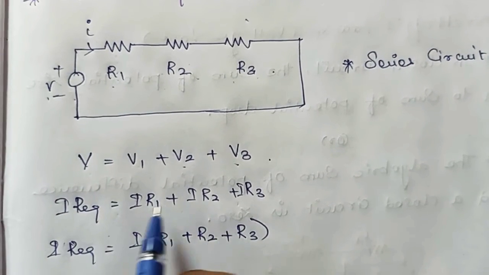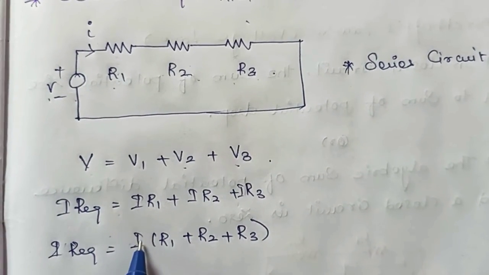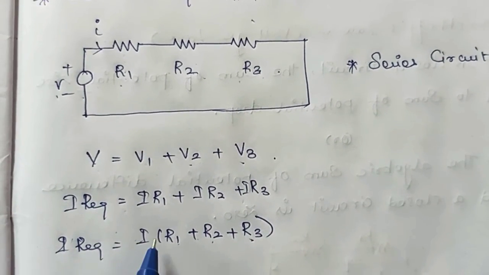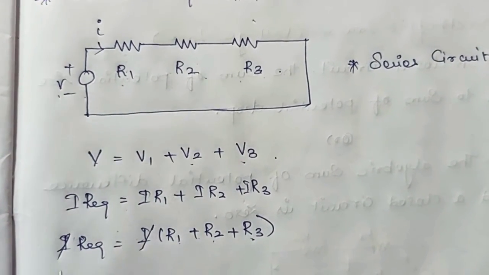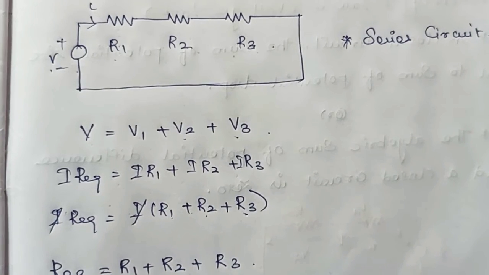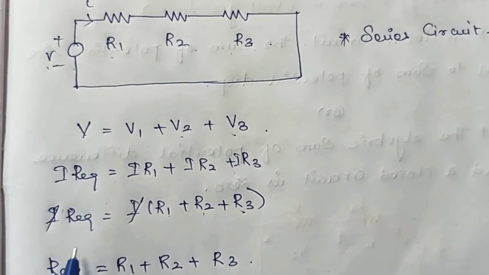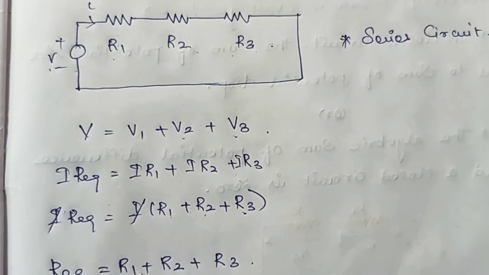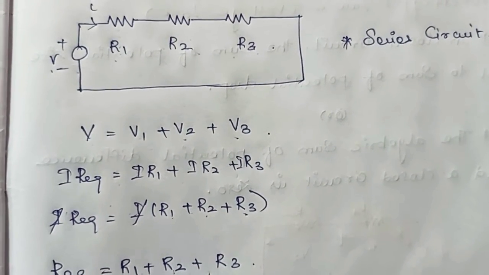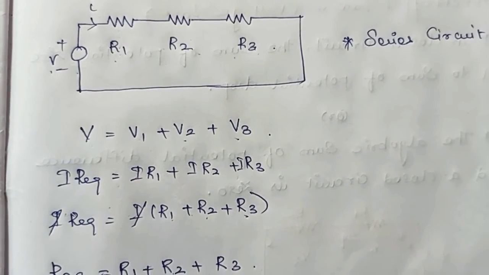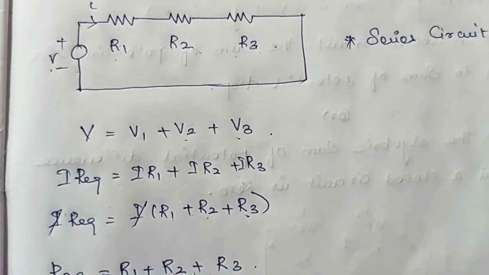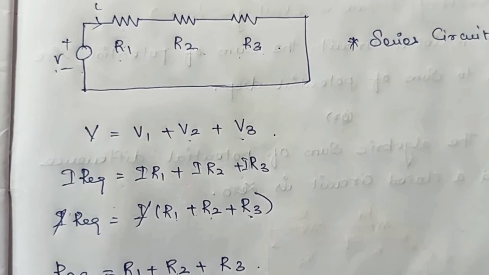Now take I as common, then I into R1 plus R2 plus R3. Cancel the I on both sides. Then the remaining R equivalent, that means the equivalent resistance for this circuit, is R equivalent equal to R1 plus R2 plus R3. For any series circuit, R equivalent is R1 plus R2 plus R3 if the resistors are connected in series.